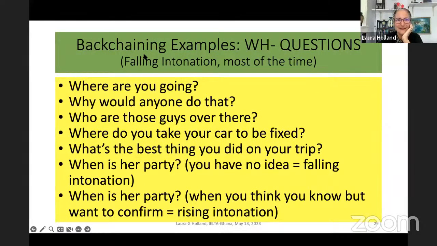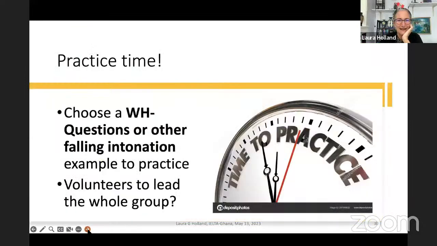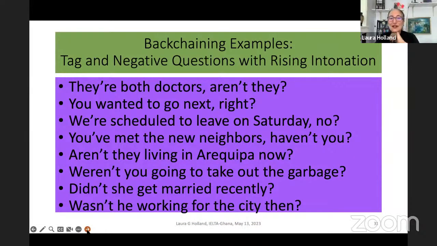Oops, let me close that. Okay, so then we have other ones. We may not do too many examples with this because I want to make sure that I have enough time to show you the other things. But you can use back chaining for tag and negative questions that have rising intonation. So they're both doctors, aren't they? You wanted to go next, right? We're scheduled to leave on Saturday, no? You've met the new neighbors, haven't you? Okay, so that's all those tag questions.